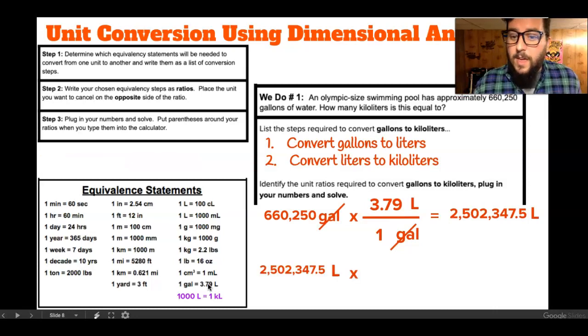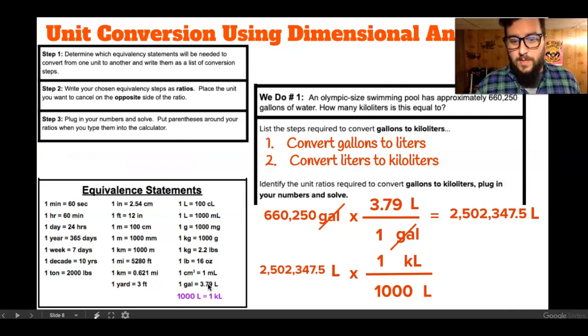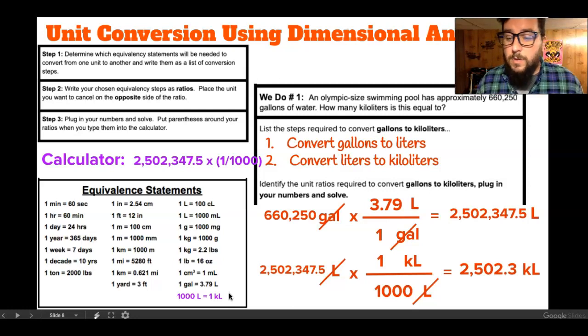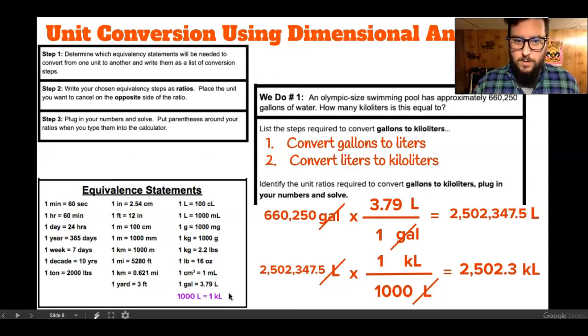Now we need to start with that number for the second step. Take those liters and convert to kiloliters. So we're going to do times in a line there. Liters go on bottom so that it cancels. Kiloliters goes on top. That's what we're looking for. And the numbers came from this equivalent statement that I gave you. 1 kiloliter is 1,000 liters. We're going to cross off liters and use our calculator, and we can leave our answer that was there, or we can retype it, that 2,502,347.5, times parentheses 1 divided by 1,000. Hit enter, and we're going to get 2,502.3 kiloliters.